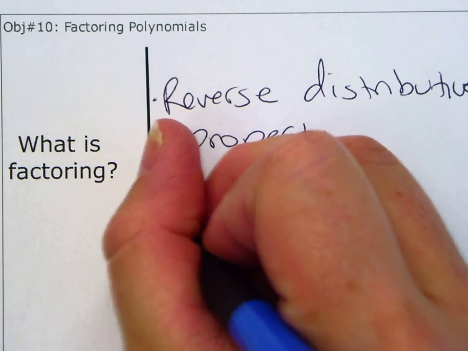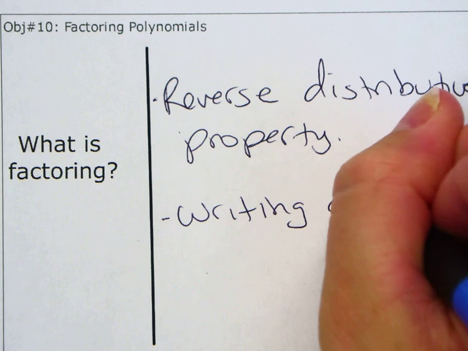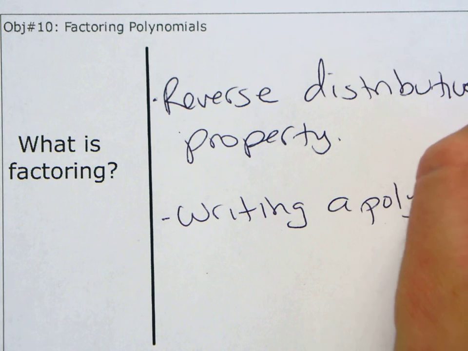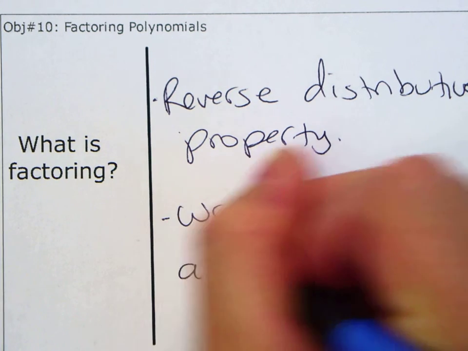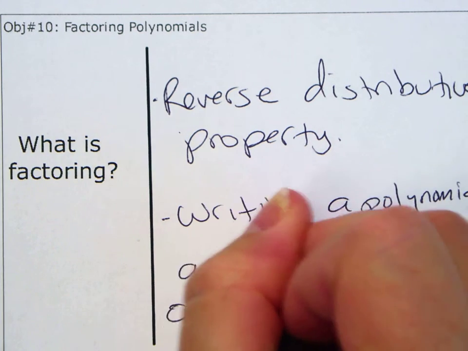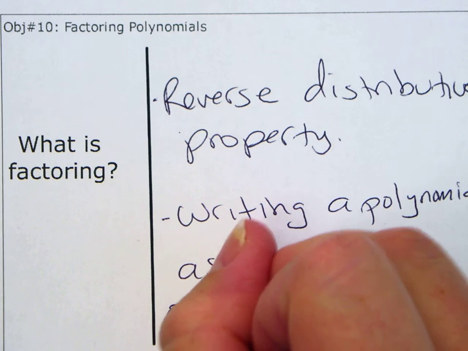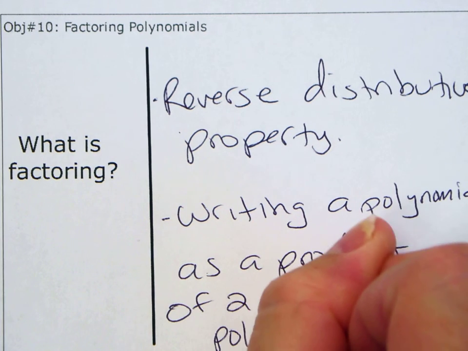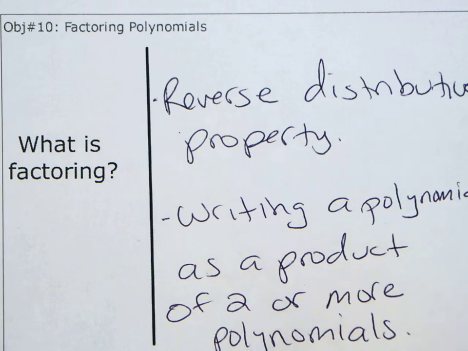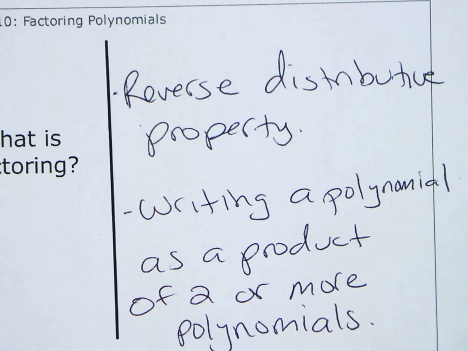All right, it's writing a polynomial as a product of two or more polynomials. All right, it's writing it as a product of two or more polynomials, right?